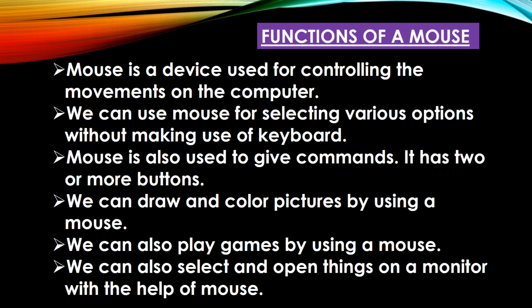We can draw and color pictures by using a mouse. We can also play games by using a mouse. We can also select and open things on a computer with the help of mouse. So, all these points indicate the use or function of a mouse.